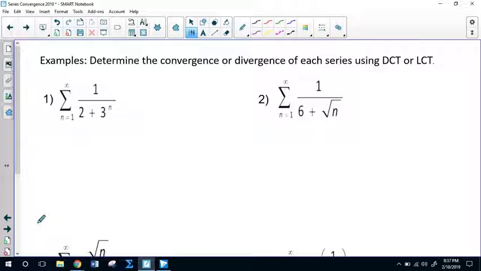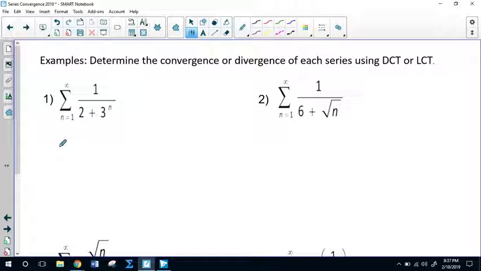All right, so let's practice a few. And again, I hope these will make sense to you because we've already dealt with similar cases. Here I am looking at 1 over 2 plus 3 to the n. 1 over 3 to the n is a geometric series, and it would converge. So I'm pretty confident that making something bigger in the denominator is going to make the new thing converge. So we just have to write that out.